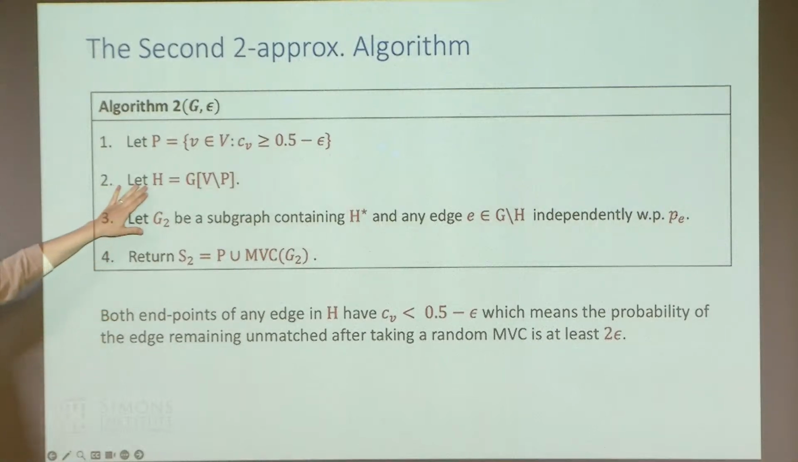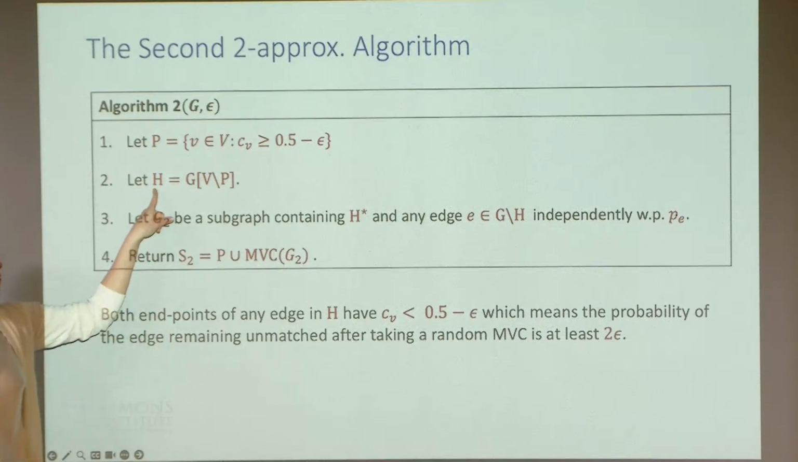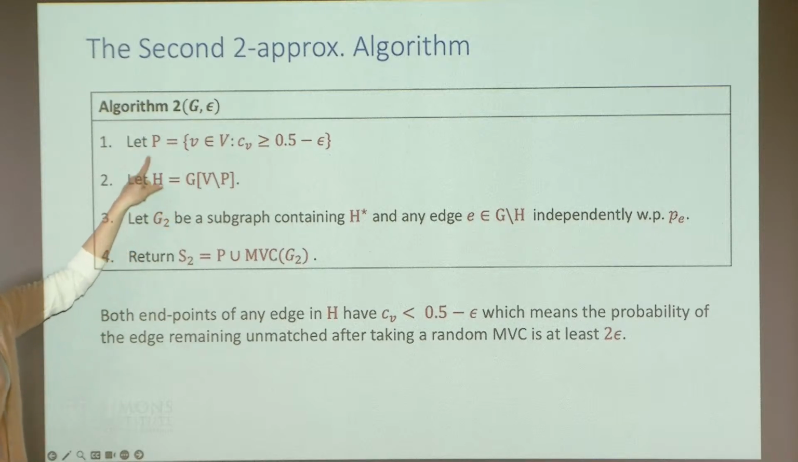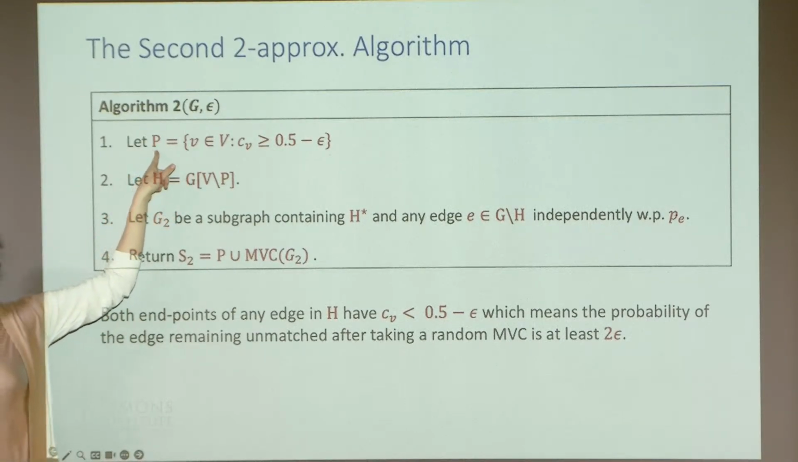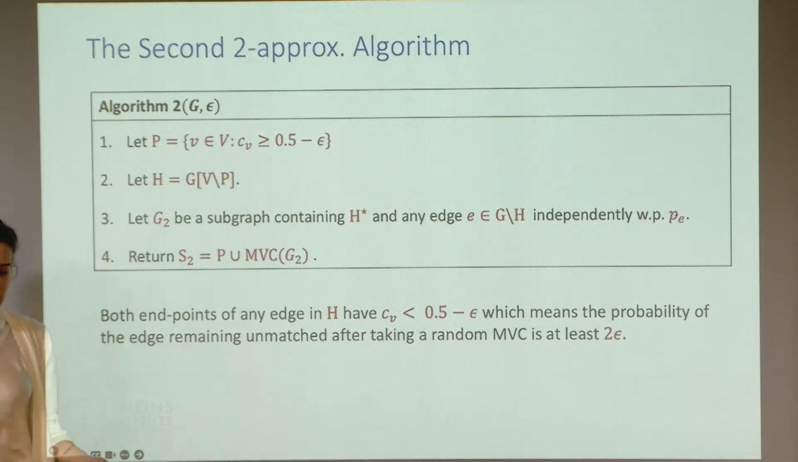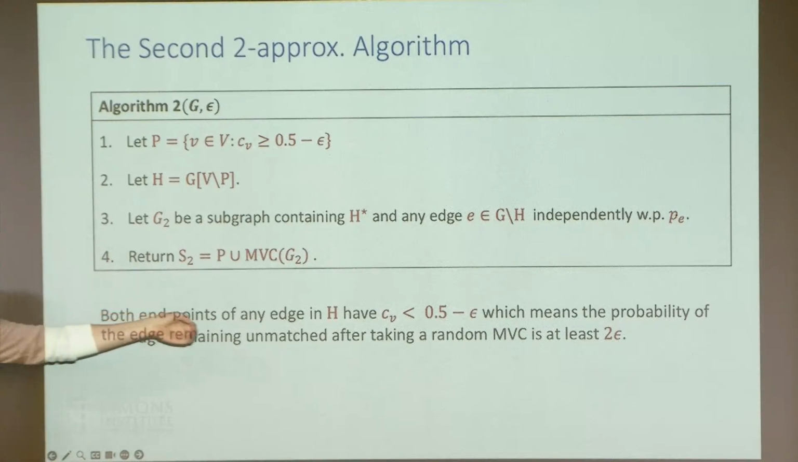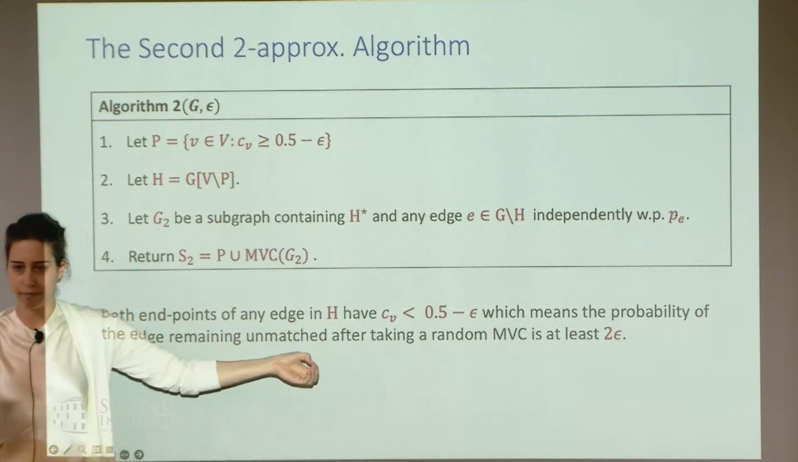The reason H is again sparse is very similar to what we had previously. Let's first think about this. If an edge is in H, what does it mean? It means that it didn't have any endpoints in P, right? So if an edge has no endpoints in P, it means that the probability of the edge remaining uncovered by the optimal solution is at least 2 epsilon, right?